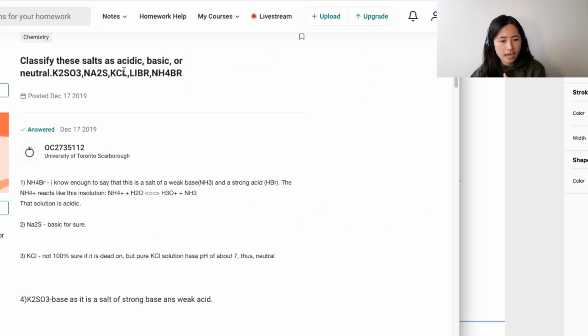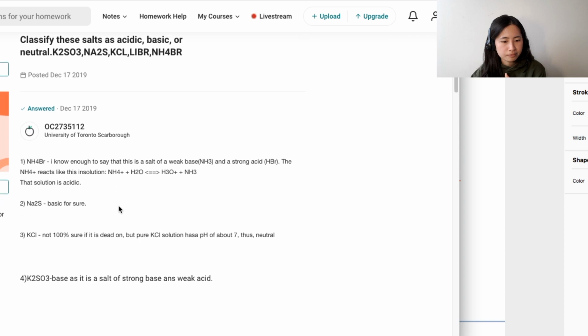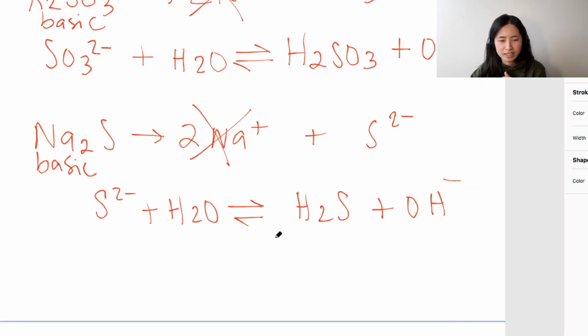So now we're looking at KCl. Okay, I have no idea what this is. Not 100% sure if it is dead on, but pure KCl solution has pH of about 7, thus neutral. Okay, so yeah, that's not a good way of explaining things.